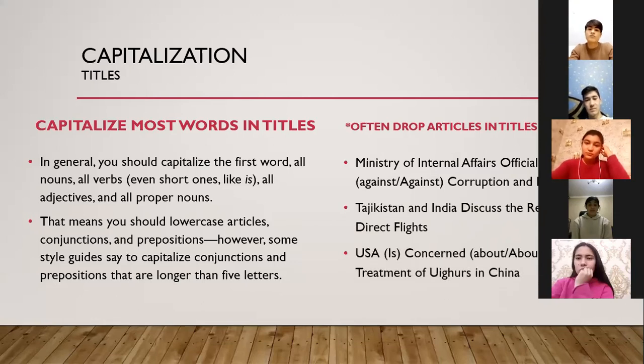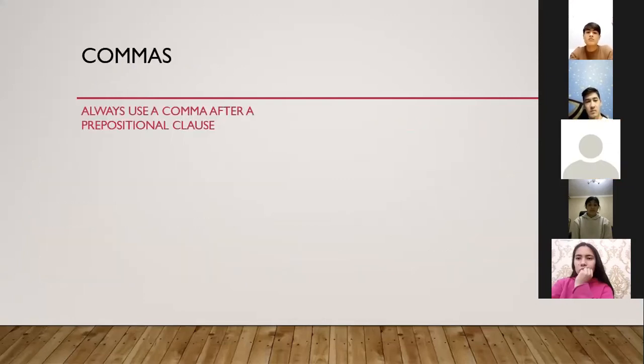That one's not a good example. But here you've seen we're dropping. Instead of a verb there, USA is, the United States is concerned, you can drop USA concerned about treatment of Uyghurs in China. But that about would be maybe capitalized, depending on the style guide you follow.